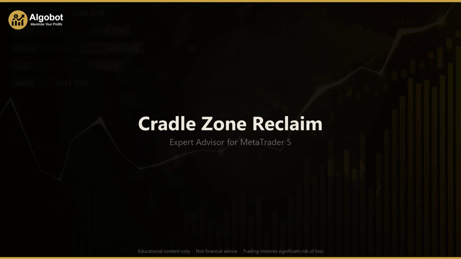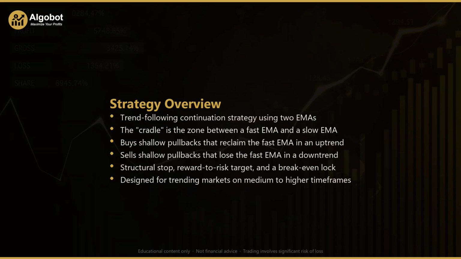Let's get into it. So what does Cradle Zone Reclaim actually do? At its heart, this is a continuation strategy. It does not try to predict tops or bottoms, and it never trades against the prevailing trend. Instead, it waits for an existing trend to catch its breath and then looks to join it on the pullback. The tool that defines the trend is a pair of exponential moving averages. One is fast, with a default length of 8, and one is slow, with a default length of 21. The space between those two lines is what traders call the cradle.